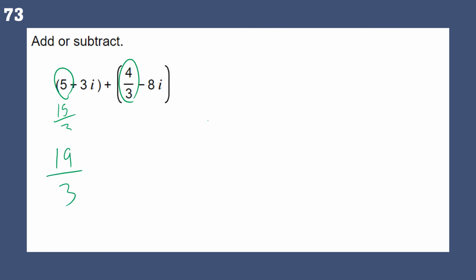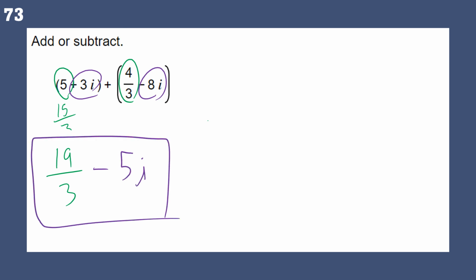If I take a look at my imaginary parts, I have a positive 3i and a negative 8i. So that's not too much math. I'm just going to say it's negative 5i. I'm going to treat it almost like a variable. And so my complex number, we also like to put the real part first.